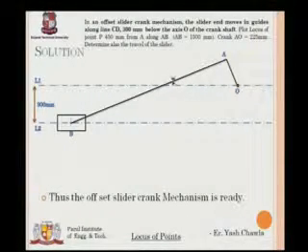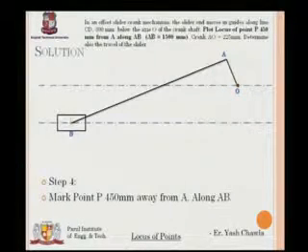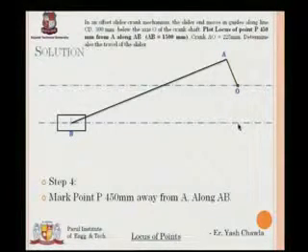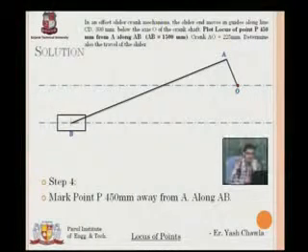So what I will do is, I will again take radius equal to 450 mm. Why 450 mm? Because the point P is 450 mm away from A. I'll put my pointed end at A, cut an arc on AB, and mark it as point P.